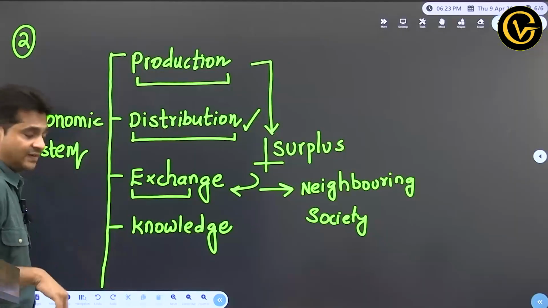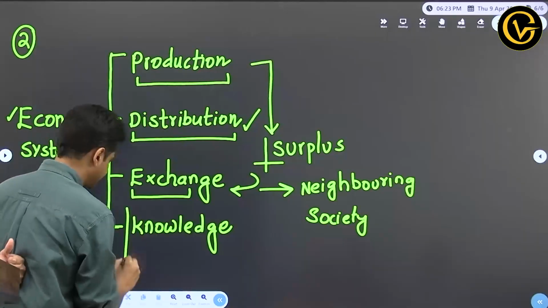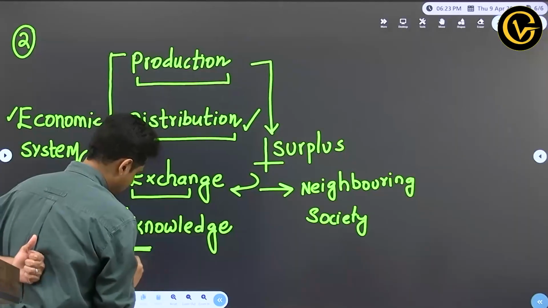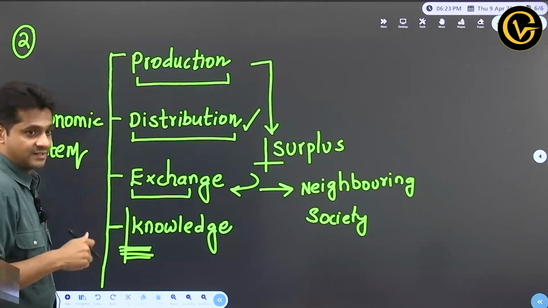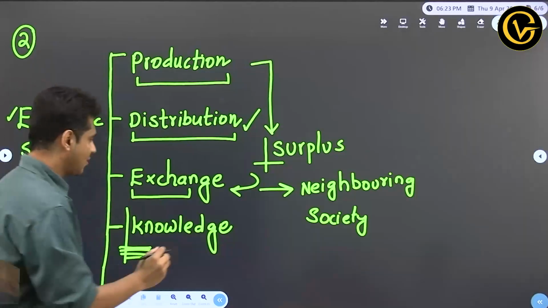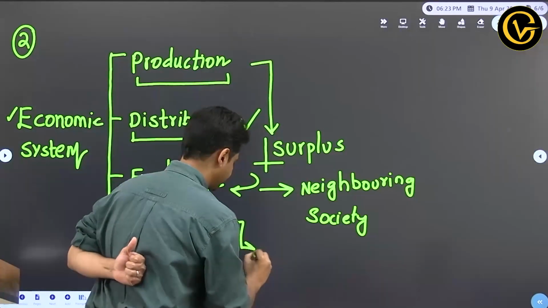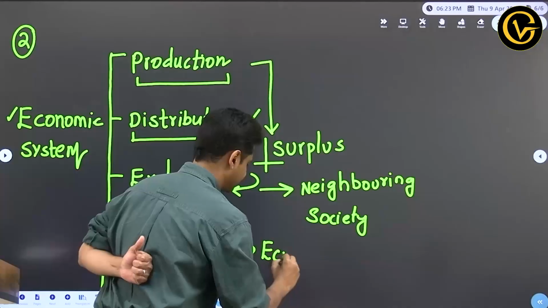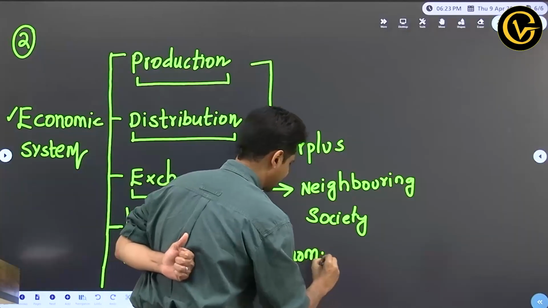And every economic activity also includes something called knowledge. Knowledge about what? Knowledge about economic activity.